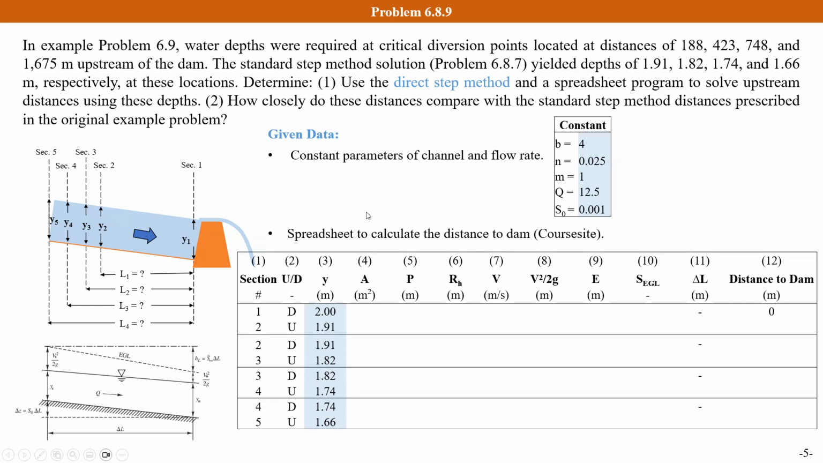So currently we have two kinds of information. The first one is the value of the constant parameters of channel and flow rate, which is represented in this table. And we also have the spreadsheet downloaded from the course site. In this spreadsheet, we already input the given information, the water depth at different sections, into the third column. So what we should do next is to complete this table.